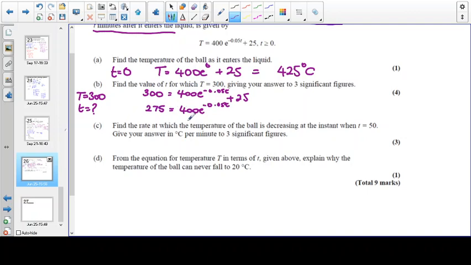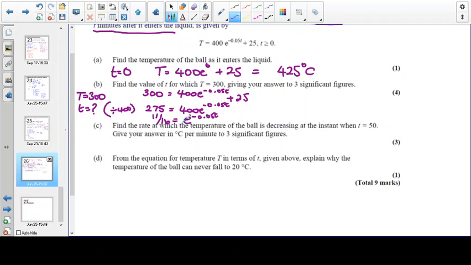And then we're going to divide by 400. 275 divided by 400 is 11/16. So 11/16 equals e to the minus 0.05t.